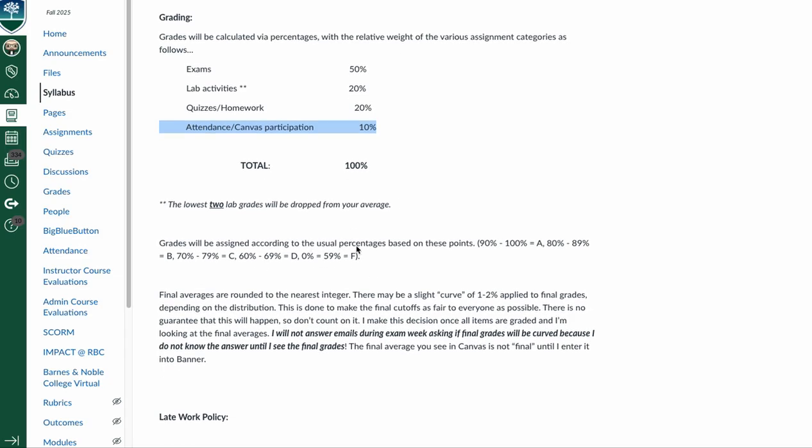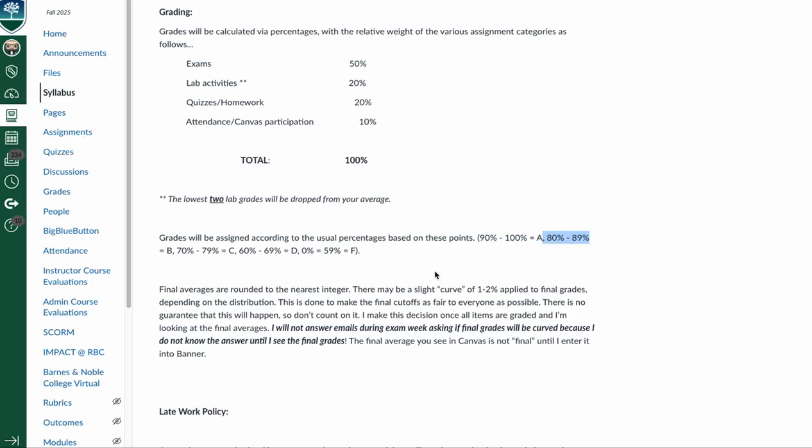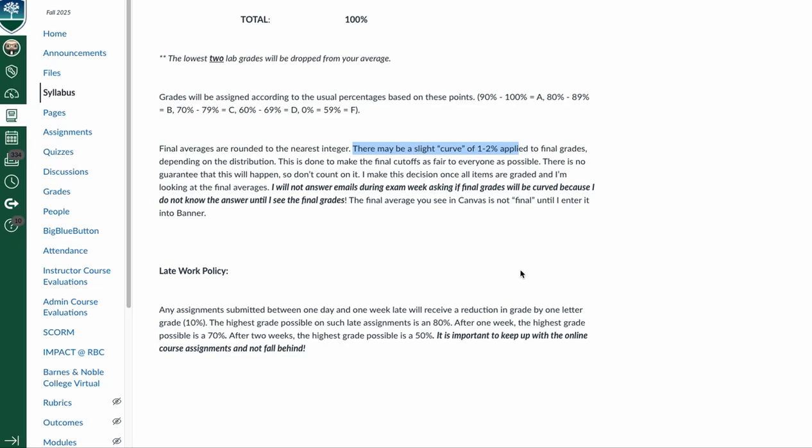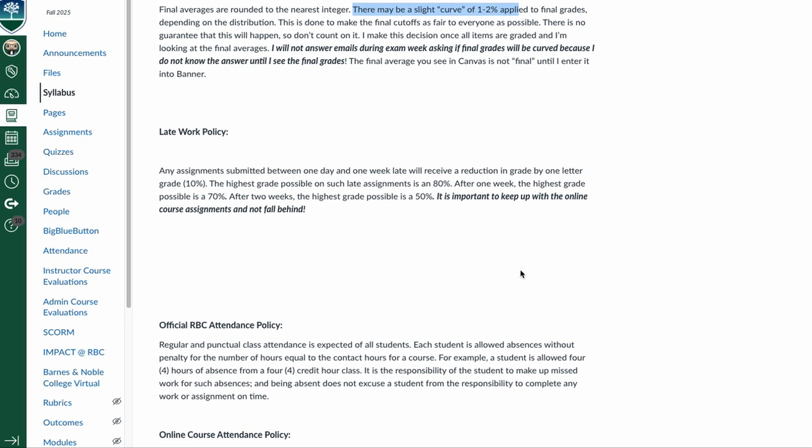What else? Grades are the usual: 90s are A's, 80s are B's, etc. I do usually round exam grades, and I will sometimes round or curve the final grades. Those curves depend on the assignment. I can't tell you what they are beforehand because I don't know until I know what the grades are. The grades kind of determine what the curve is.